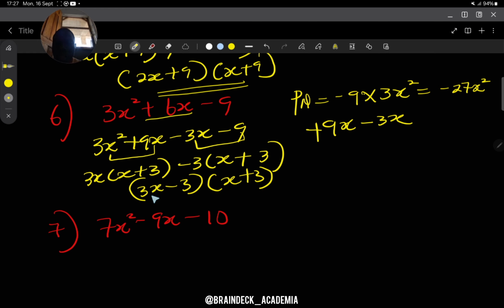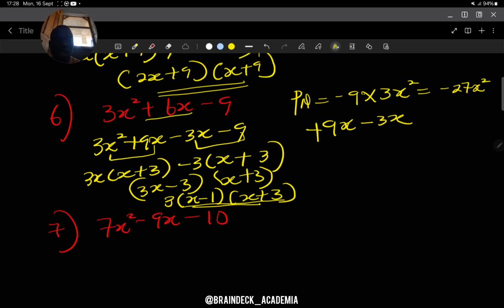But you're not done. If you look at this, there is a common factor here. The common factor here is what? It is 3. You keep factorizing until there's no more common factor. So I factorize out 3. So that would be 3 bracket x minus 1, then bracket this other part x plus 3. And this is our answer here.